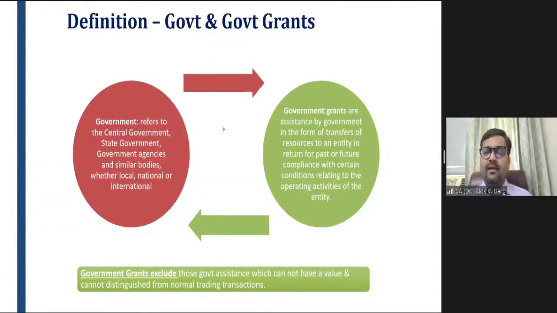So in a nutshell, if the government has a strategic investment in any company, in that case it will not be covered under this standard. If the government is not having a strategic investment, but is having a passive investment, like the government has invested just 2%, 1% in a company.